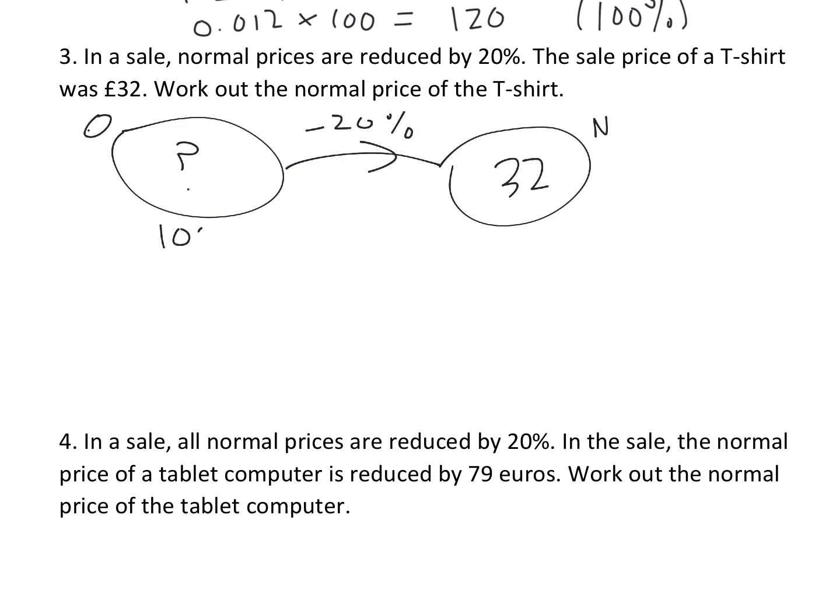If your original amount is 100% and they've taken 20% off, then the £32 must be 80% of the original. So 32 is 80%.